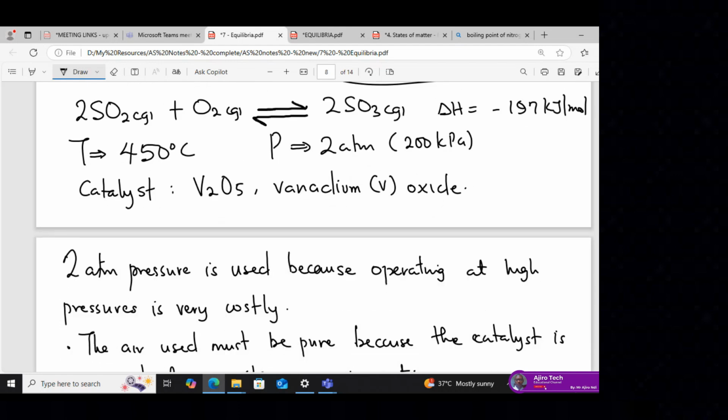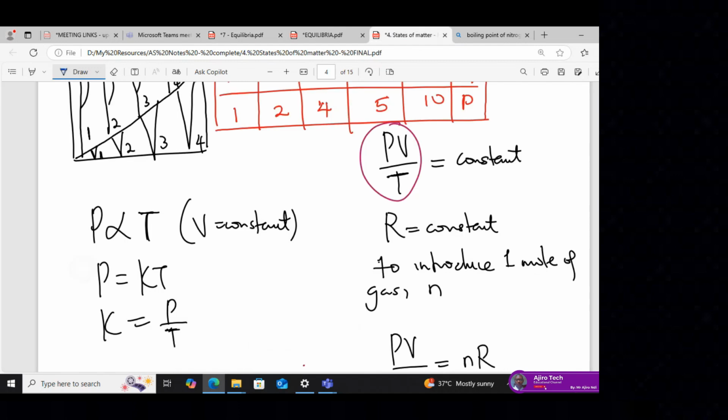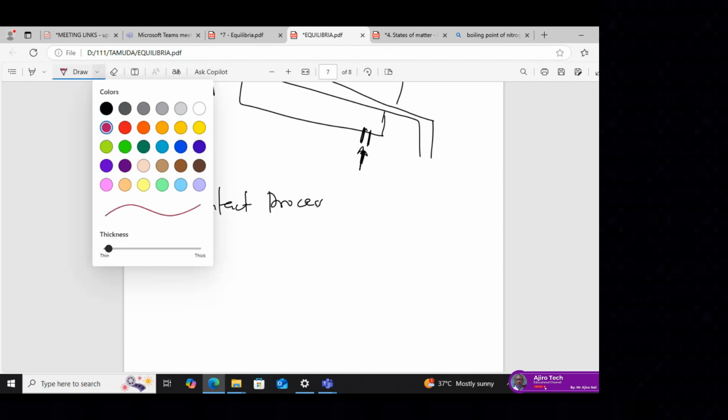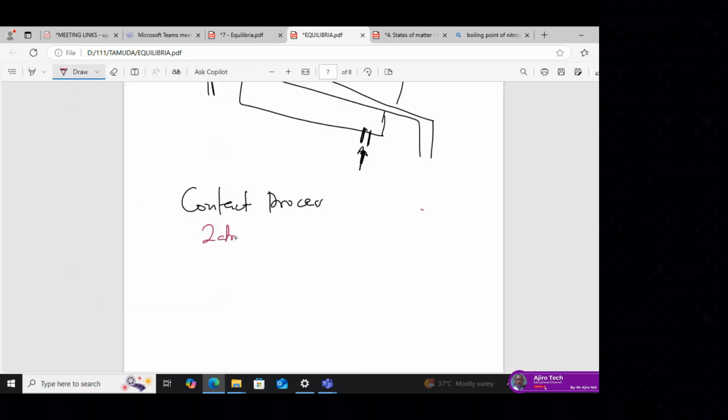Why do we use 2 atm pressure? Because this is what happened for the contact process: when pressure was low, the yield was already high. So we use 2 atm. Look at this contact process, the contact stage. When you use 2 atm, the yield is around 96%. It's very high, maybe 94% or 96%.